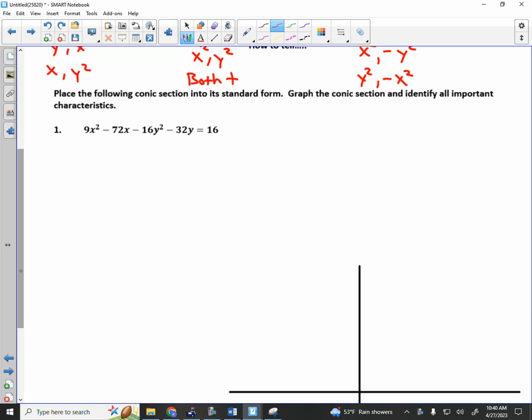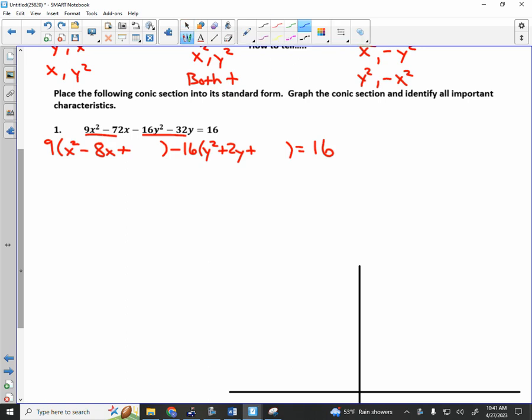That's what we've practiced in this class. So I'm going to gather my terms, my x's and my y's, and I'm just going to factor out the common factor before I complete the square. What can I factor out of the x's? 9 times x squared minus 8x plus something. What can you factor out of the y's? 16. I'm going to factor out a negative 16. And therefore I have a positive y squared and a positive 2y plus something is equal to 16.